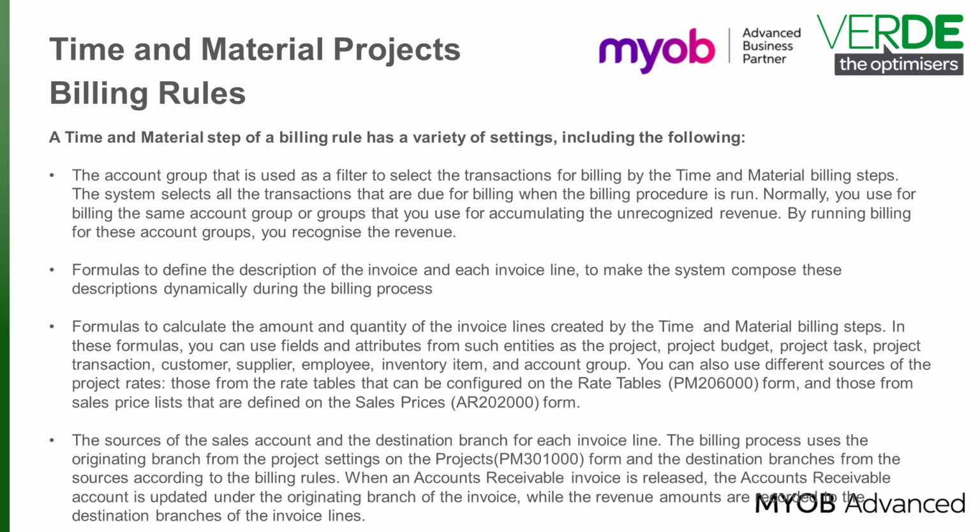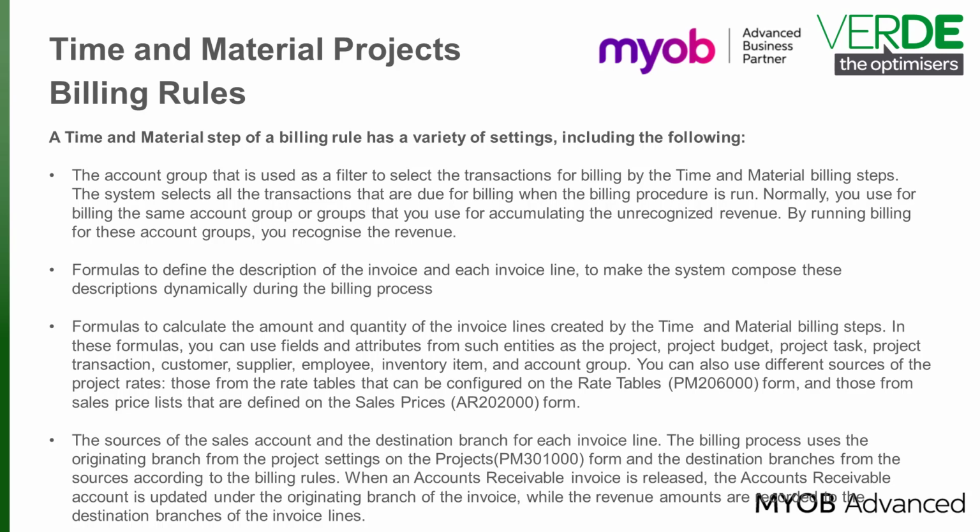Formulas to define the description of the invoice and each invoice line to make the system compose these descriptions dynamically during the billing process. Formulas to calculate the amount and quantity of the invoice lines created by the time and material billing steps. In these formulas, you can use fields and attributes from such entities as the project, project budget, project task, project transaction, customer, supplier, employee, inventory item, and account group.